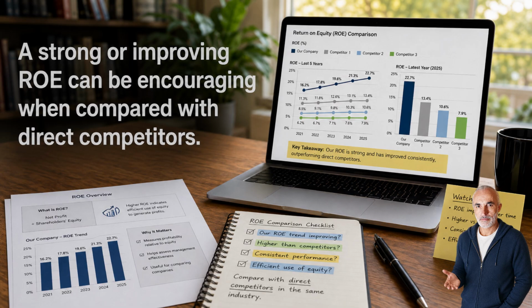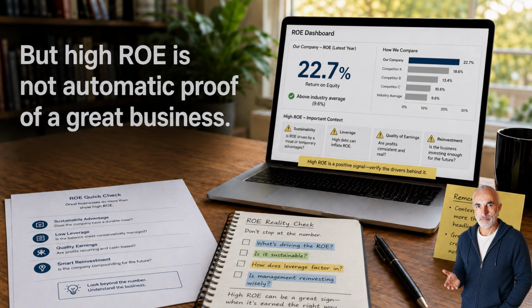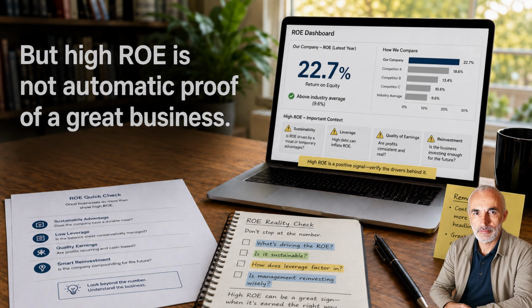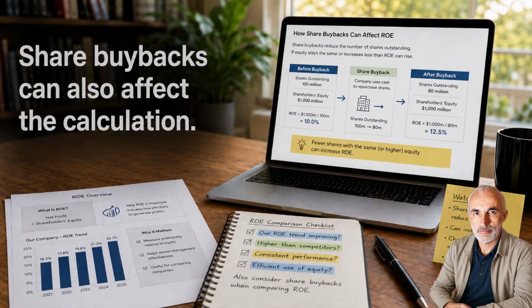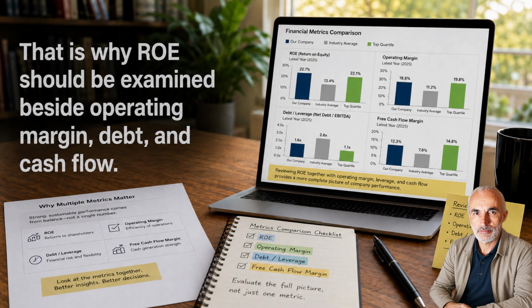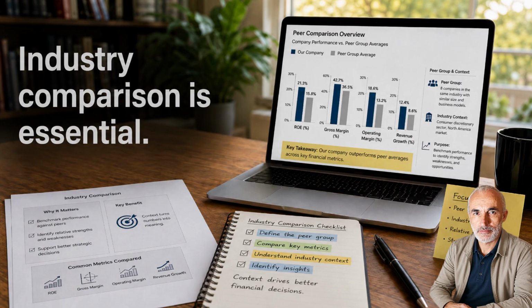Heavy debt can reduce equity and make ROE look unusually high. Share buybacks can also affect the calculation. That is why ROE should be examined alongside operating margin, debt, and cash flow. Industry comparison is essential. A bank, software company, and steel producer have different economics, so one universal target does not work.